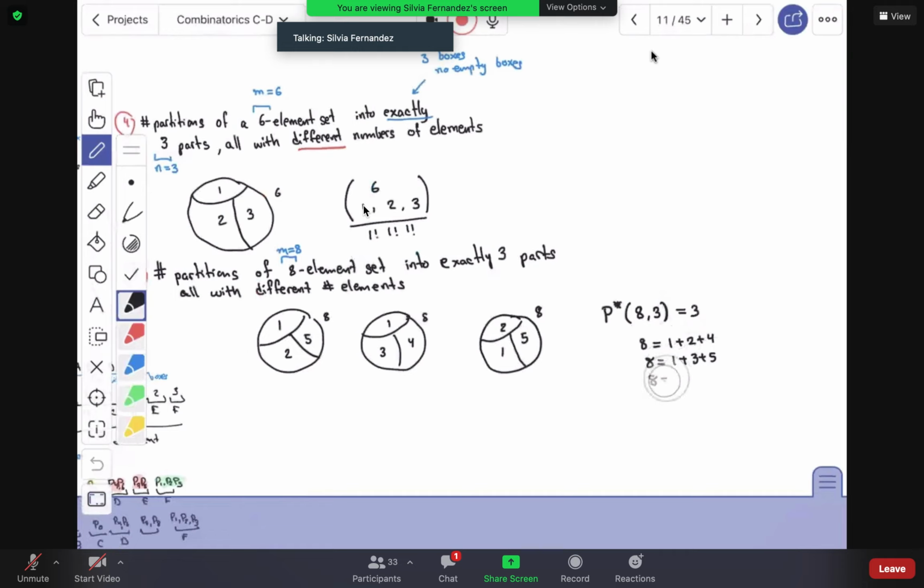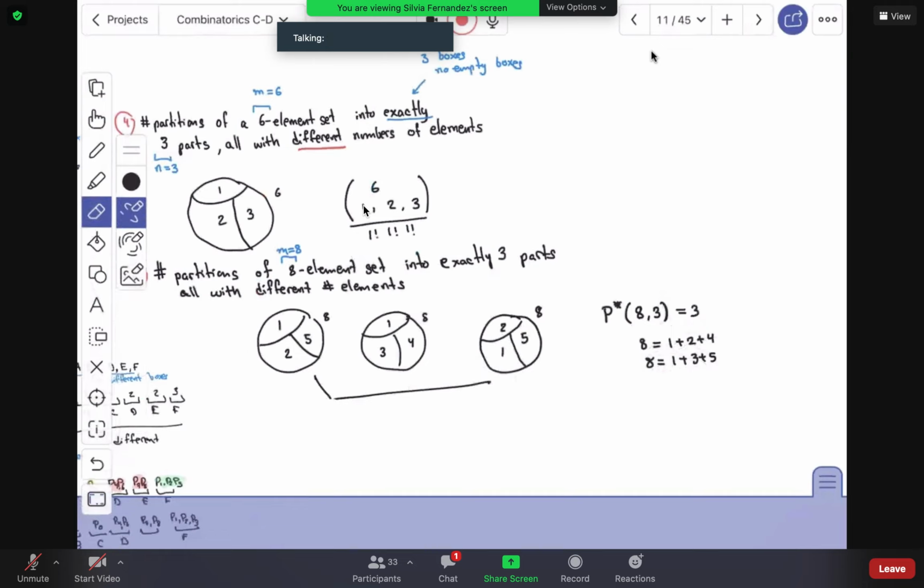Or I can have 2 plus... Oh, wait a second. This one... These two are the same, right? These two are the same, 1, 2, 5. So not that one. So this is the same as the previous one. So this is just 2.